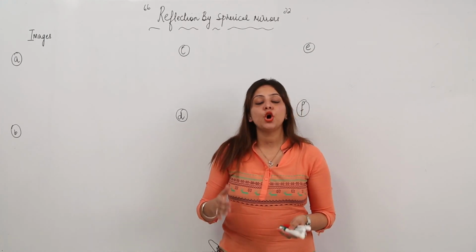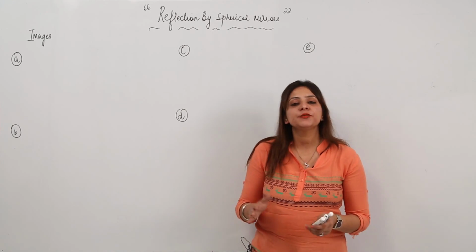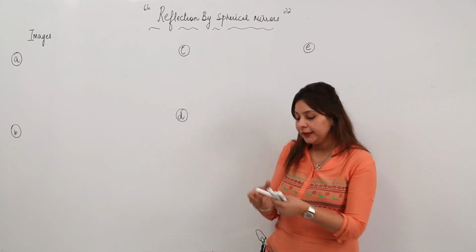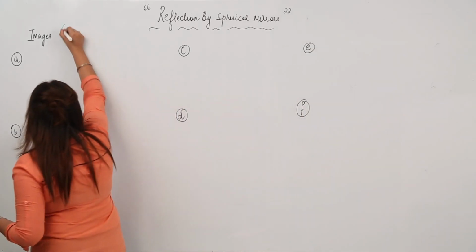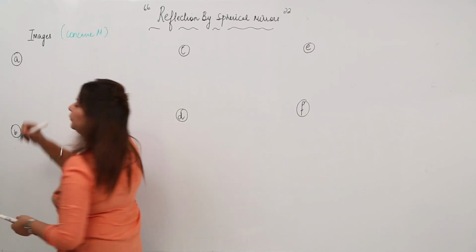Now we are going to draw the ray diagrams for the concave mirror and for the convex mirror. As we are aware of the rules now, we are just going to draw the ray diagram first for the concave mirror.